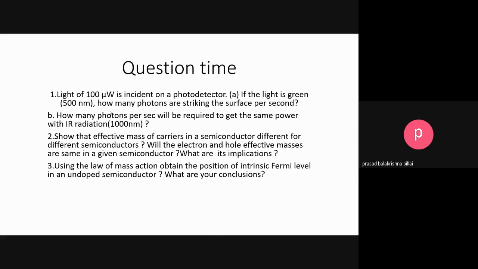Do you understand this numerical? What are the things given? Are you able to read it? How will you do this problem?